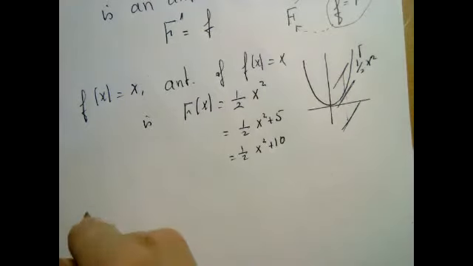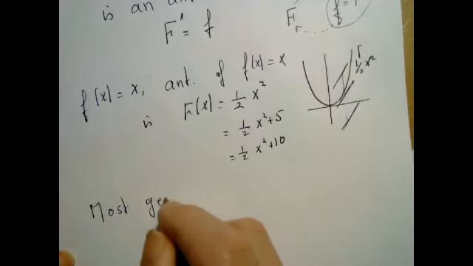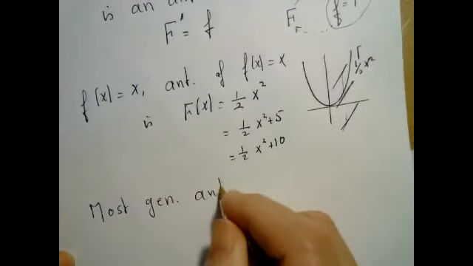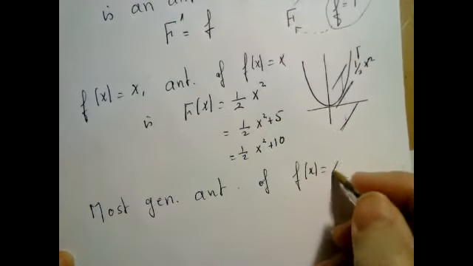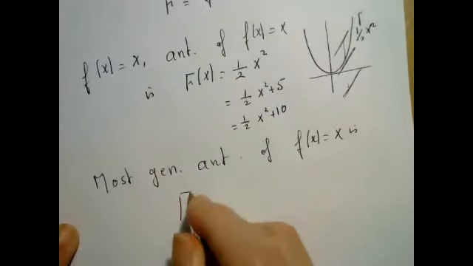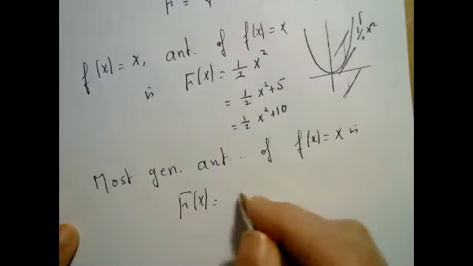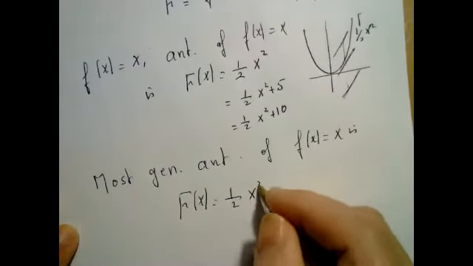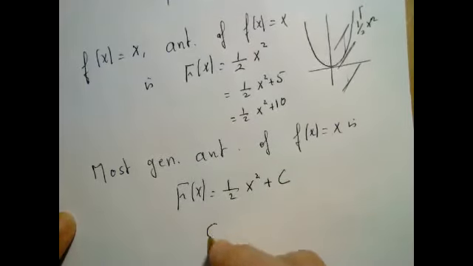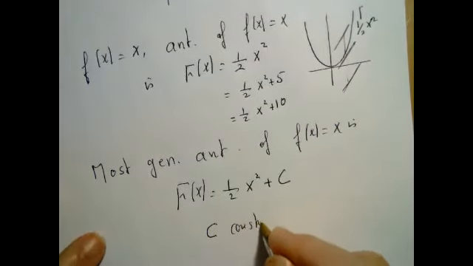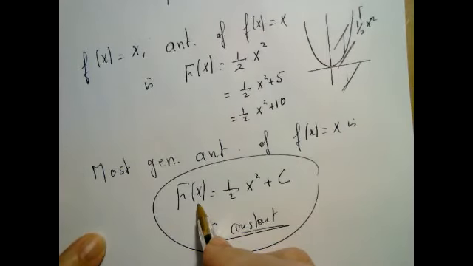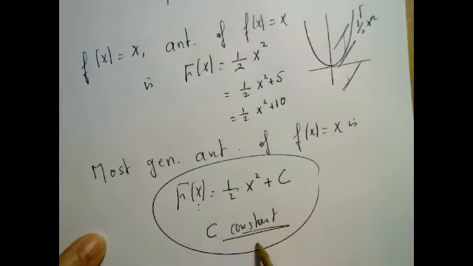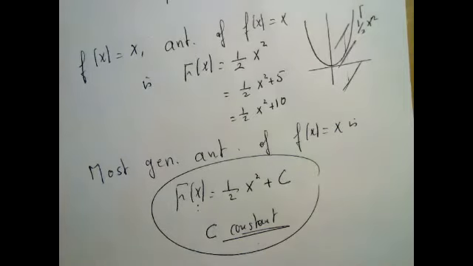And then we said that because adding a constant doesn't change the derivative, a function has a lot of antiderivatives, so we talk about what we call the most general antiderivative of f of x equal to x, which is half x squared plus c, where c is a constant. Constant means it doesn't depend on x. X is my variable here.